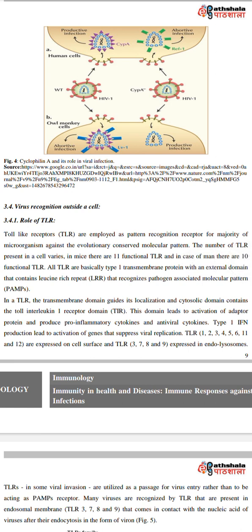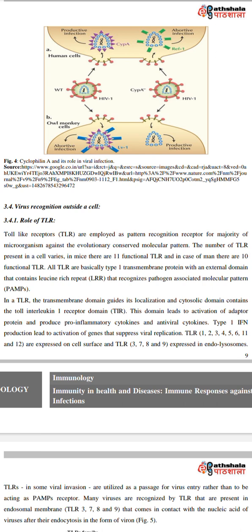Virus recognition outside the cell. Role of TLR. Toll-like receptors are employed as pattern recognition receptors for the majority of microorganisms against evolutionarily preserved molecular patterns. The number of TLRs present on a cell varies. In mice, there are 11 functional TLRs, and in man, there are 10 functional TLRs.